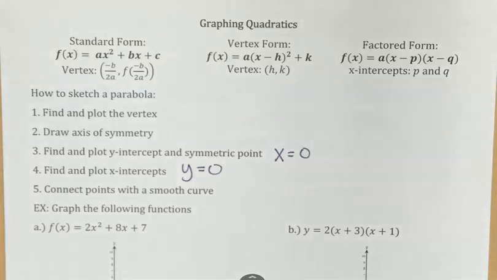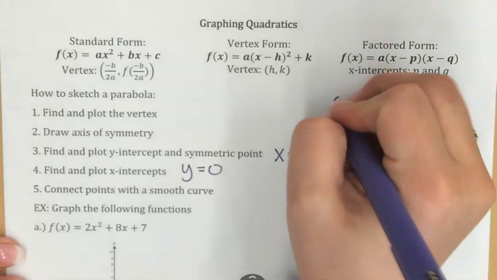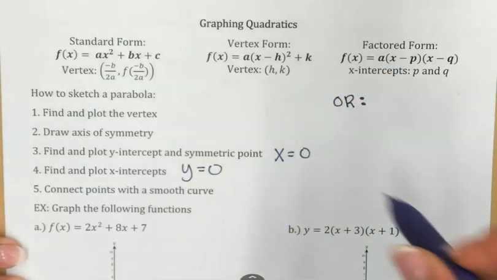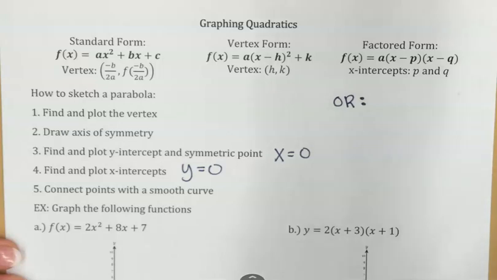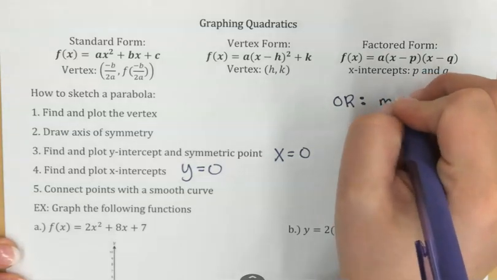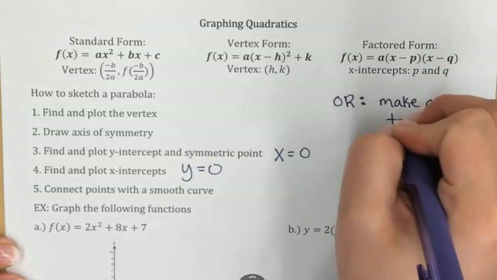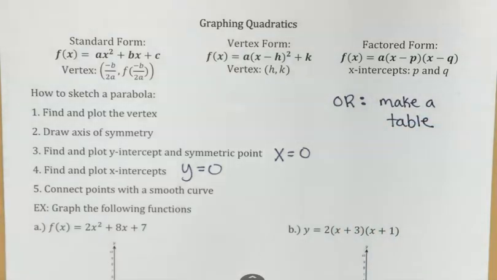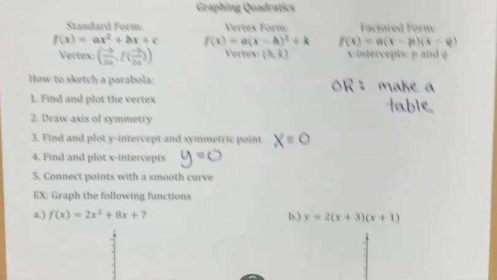You know, we're not perfect. We're not machines. But you will find that sometimes these points either are too large to be on our little 10 by 10 graph, or they're just not whole numbers. They're not pretty numbers. So if that's the case, I'm going to put or. If any of these points are not able to be plotted on your graph, you can make a table. And by make a table, I mean find an input and output pair and use your axis of symmetry to find a symmetric point. So let's jump into example A here.